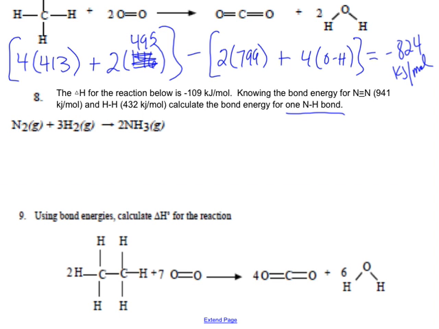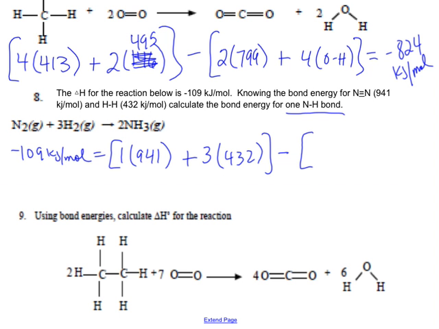We're going to say negative 109 kilojoules per mole is equal to, bonds broken, we're breaking 1 N triple bond N, which is 941, plus 3 H to H's at 432, minus, how many N to H's am I forming in ammonia? It looks like this, a lone pair. Right, where'd you get 6? Because I've got 2 ammonias, right? So 6 and X is what we're looking for. Make sense?